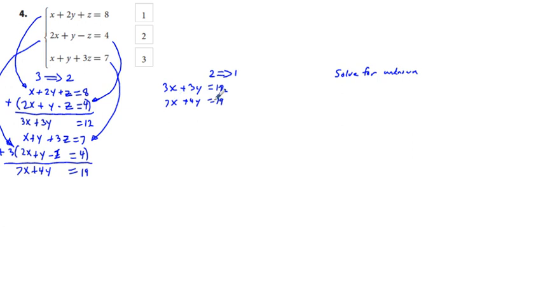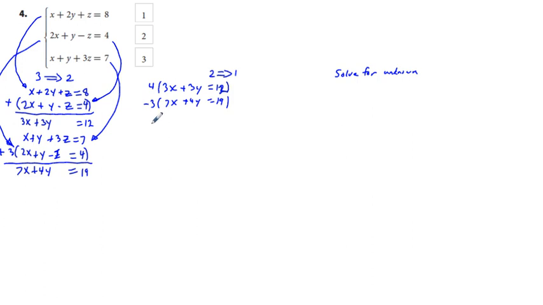We can't add or subtract these quite easily to eliminate variables, but what we're going to do is take this 3y and this 4y. If we multiply this top equation by 4, and we multiply this bottom equation by -3, we are going to be able to cancel the y's.